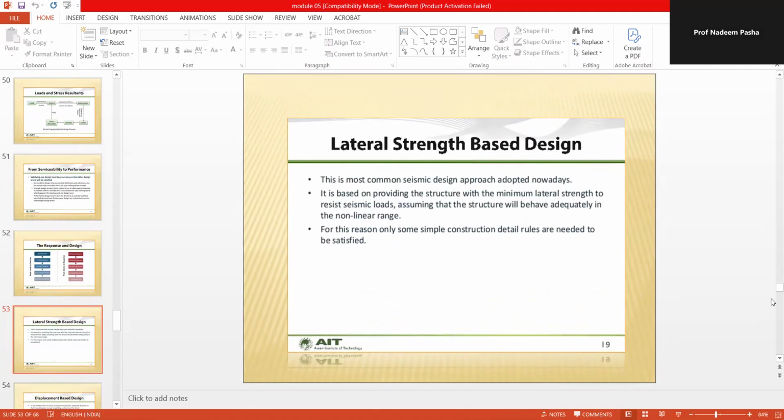Lateral strength based design. This is the most common seismic design approach adopted nowadays. It is based on providing the structure with minimum lateral strength to resist seismic load, assuming that the structure will behave adequately in the nonlinear range. For this reason, only some simple construction details need to be satisfied.